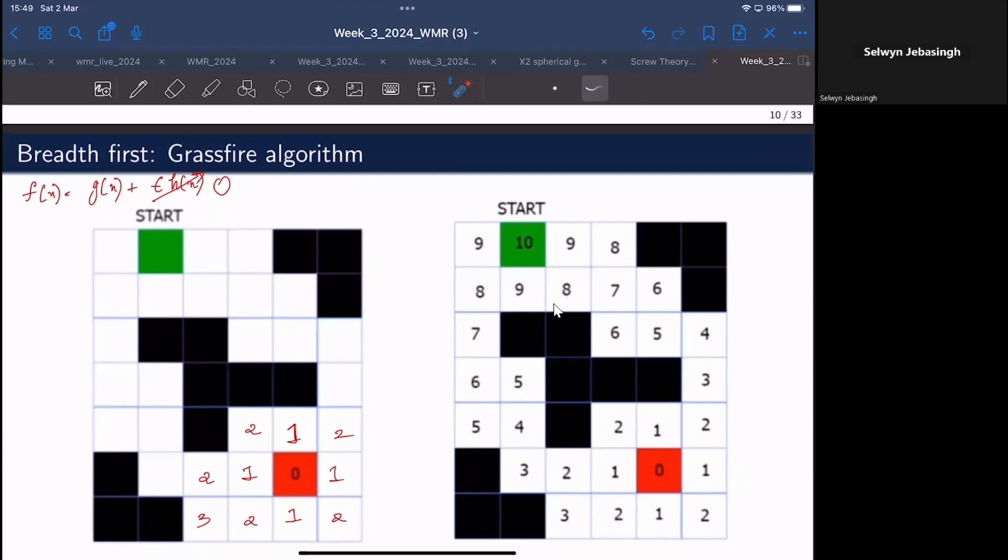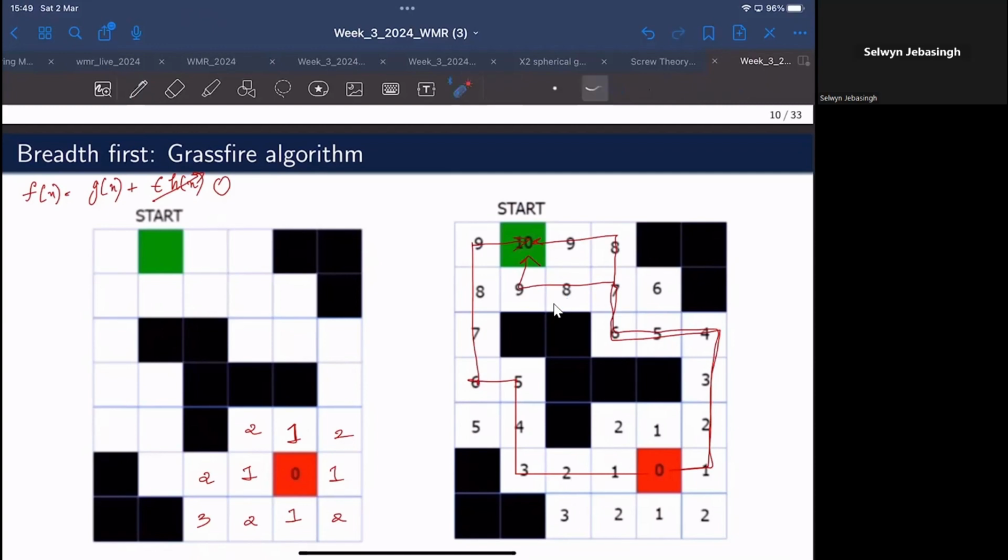For example, this is one path starting from here, from the start position. It can go like this: 1, 2, 3, 4, 5, 6, 7, 8, 9. It can take this path. It can also take this path: 1, 2, 3, 4, 5, 6, 7, 8, 9, 10. It can take this path. So yeah, multiple paths can be realized for it to reach from start position to goal position that gives you the least expected cost.